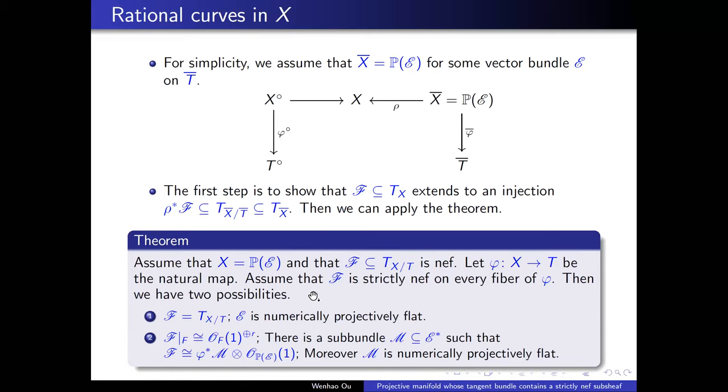So for simplicity, I will study the first case. So I will assume that on general fibers, it is equal to the relative tangent. So rho star F is equal to the relative tangent of phi bar, for simplicity. The ideas are very similar for the second case.